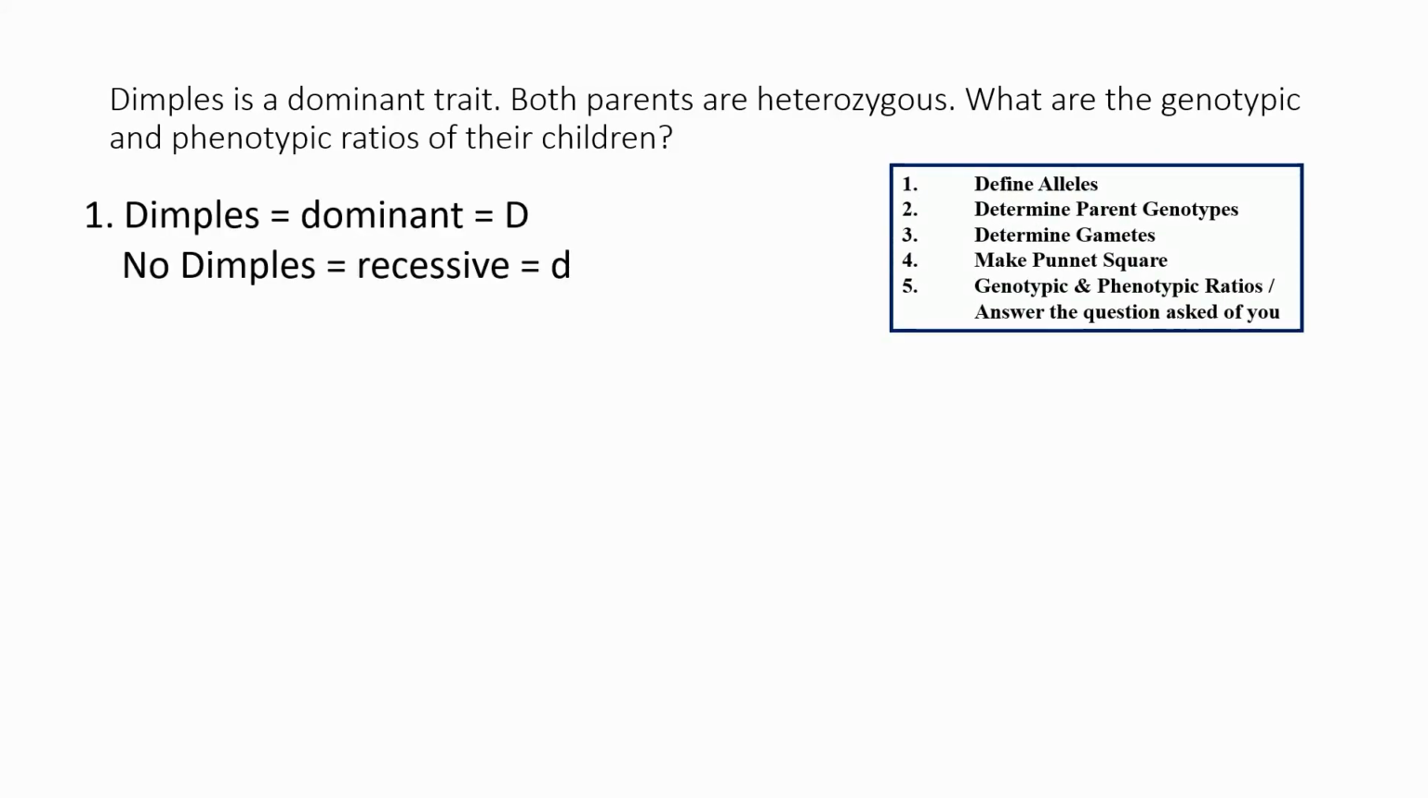All right, good job. So, number 1, dimples is dominant. It says that right in the first few words of the problem. Dimples is a dominant trait. So we're going to give it a capital D. Then we can just figure out that no dimples is then recessive if dimples is dominant. So it's going to get a lowercase d.